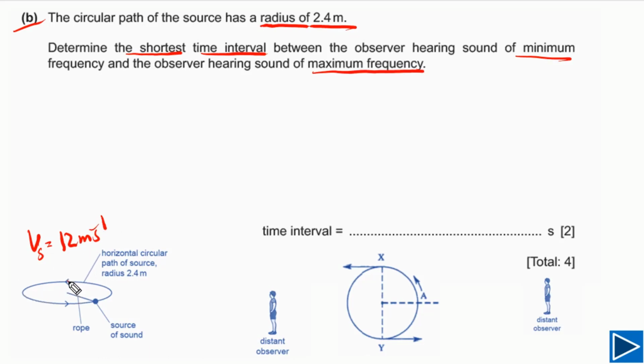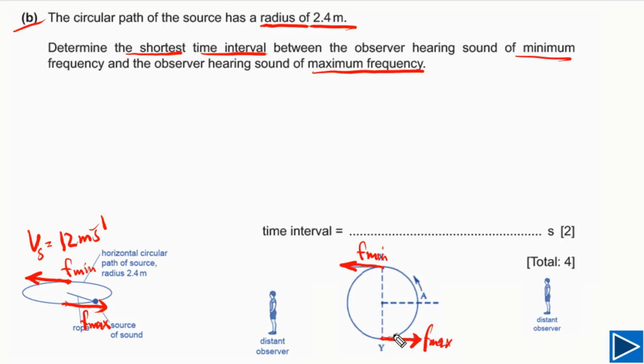Let's try to understand when the frequency is minimum. Frequency is minimum when the source is directly moving away from listener, so we can say frequency will be minimum at this point, and frequency will be maximum when the source is moving directly towards listener. You can also look at this diagram. When the source is moving away, in this case directly away, frequency will be minimum, and when the source is moving directly towards observer, means towards listener, frequency will be maximum.